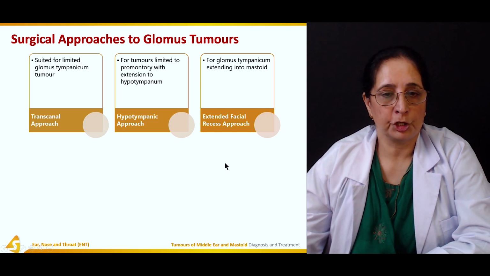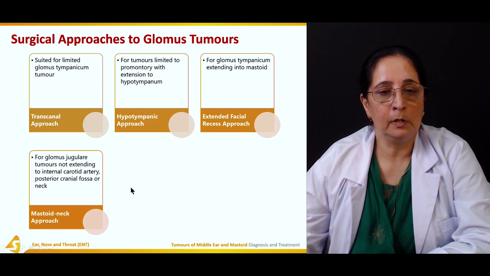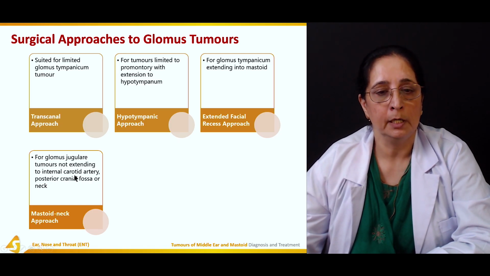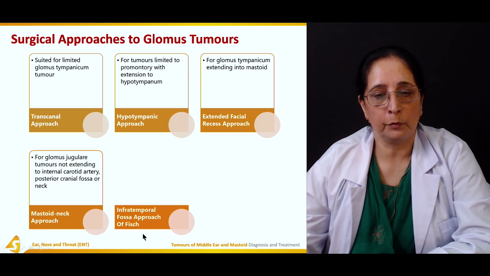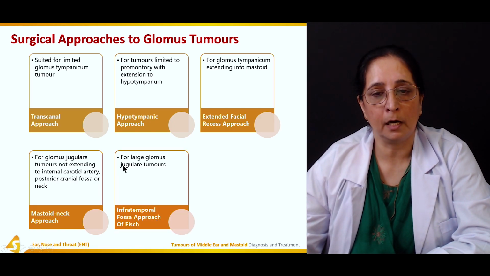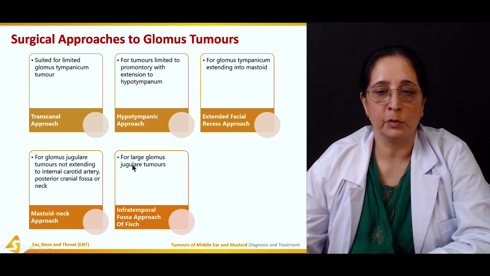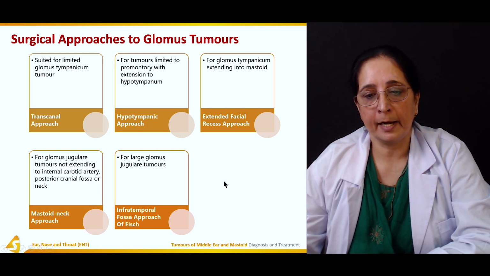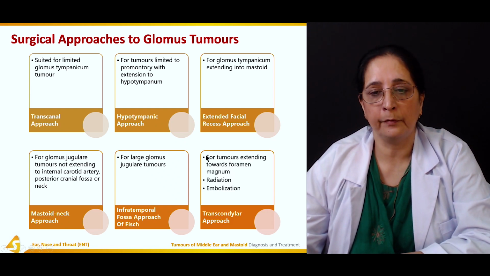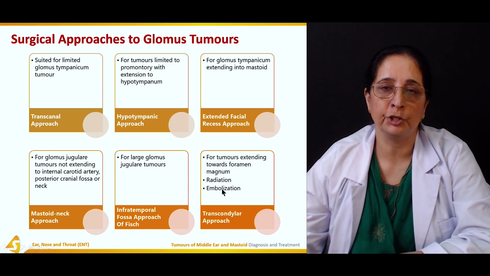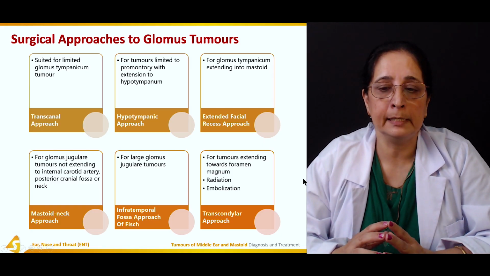Mastoid neck approach for glomus jugulare tumors not extending to the internal carotid artery, posterior cranial fossa or neck. Infratemporal fossa approach of Fisch when we have large glomus jugulare tumors. And then we have the transcondylar approach for tumors extending towards the foramen magnum. Radiation and embolization are performed along with the surgery.